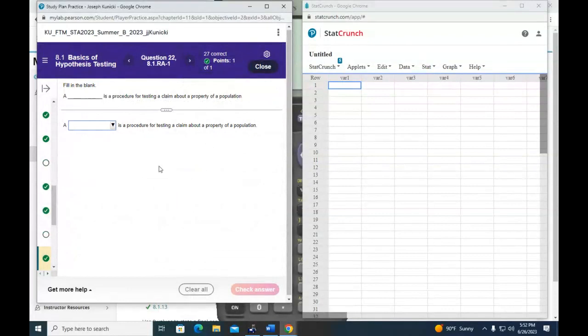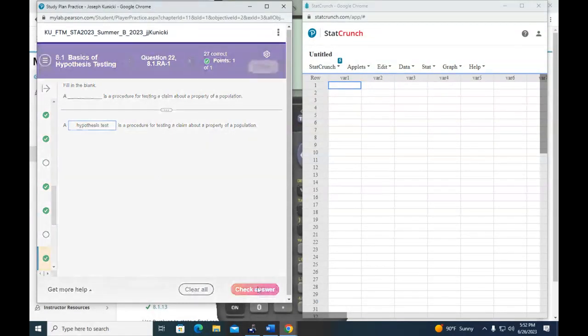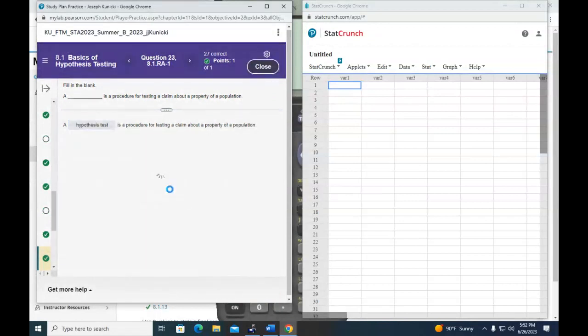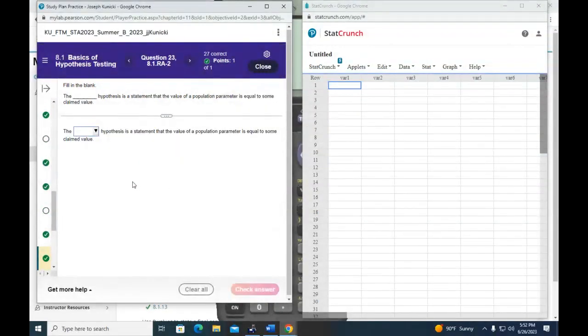All right, so let's make a couple of review questions here. A blank is a procedure for testing a claim about a property of a population. What are we talking about? Yep, that's what we're talking about. I just make sure. I feel like a hypothesis is something else for quite a reason. The blank hypothesis is the statement that the value of a population parameter is equal to some claim.